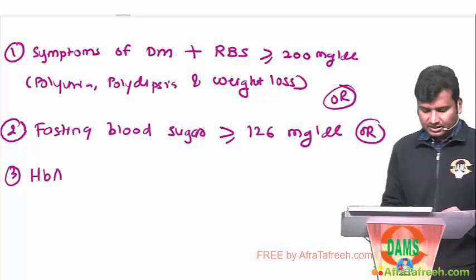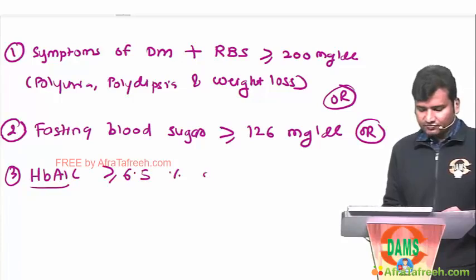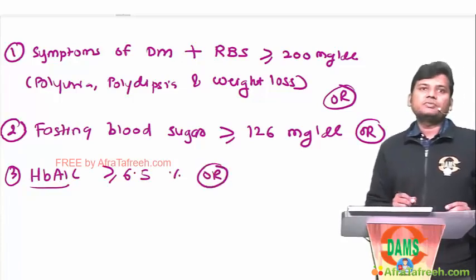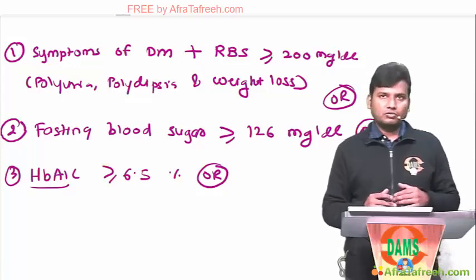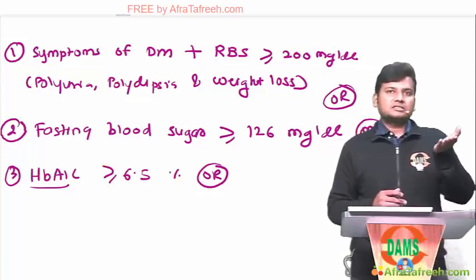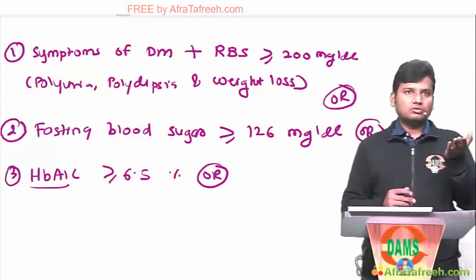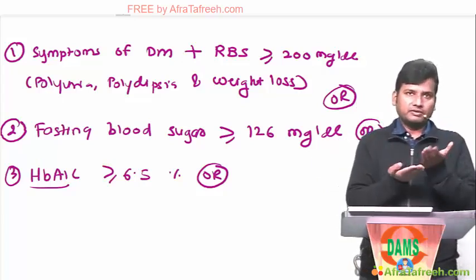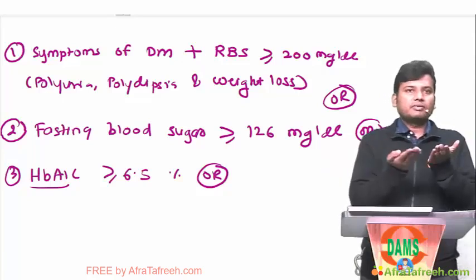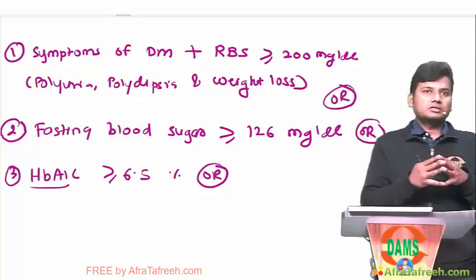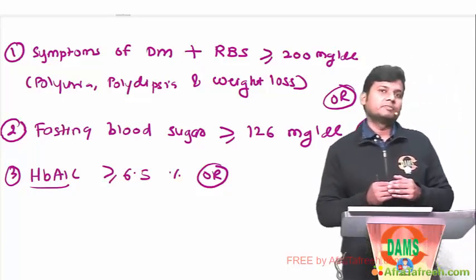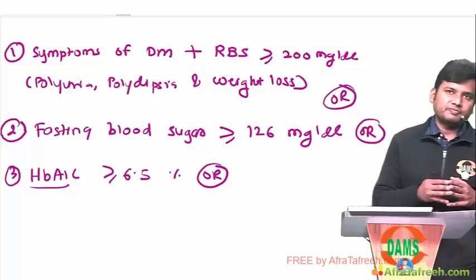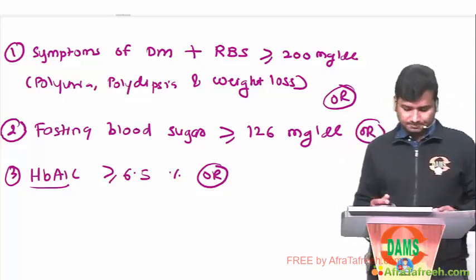Next, HbA1c. If HbA1c is more than 6.5%, what is HbA1c? It is glycated or glycosylated hemoglobin. When glucose increases in blood, this increasing glucose will combine with hemoglobin and form glycated hemoglobin. It is called HbA1c. If it is more than 6.5, then the patient is a case of diabetes.